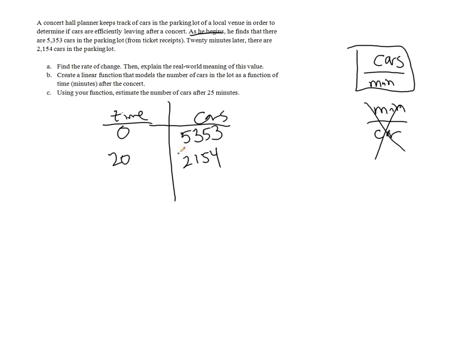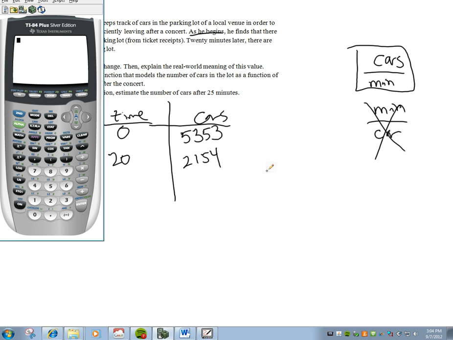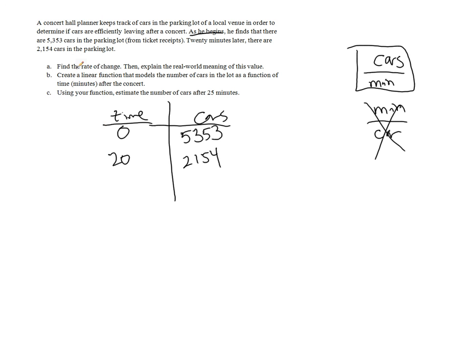So that means we need to figure out, well, how many cars are there? Well, it doesn't really matter what order you really subtract these in, but we know that the number of cars has gone down. 53 minus 2154, and we get that the number of cars has dropped by 3,199 cars, a decrease of that amount, over the course of 20 minutes.